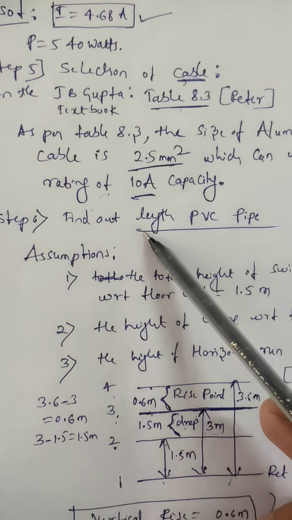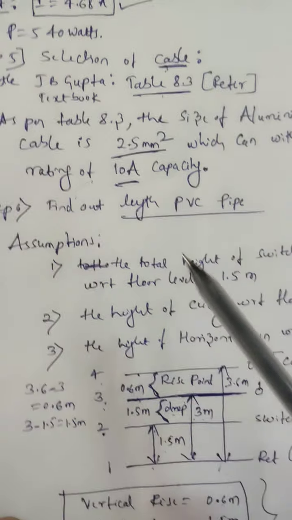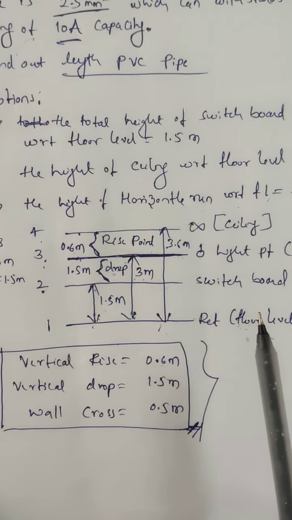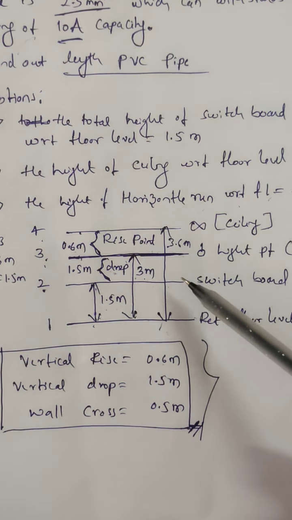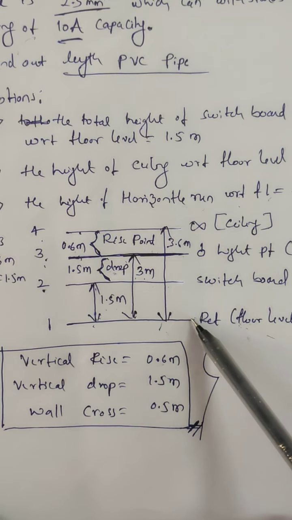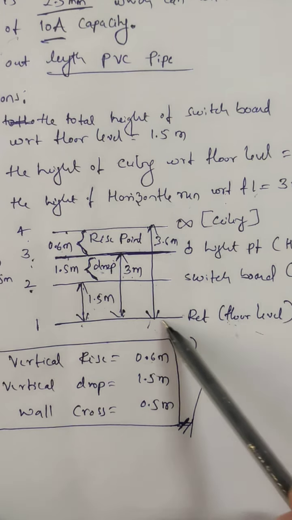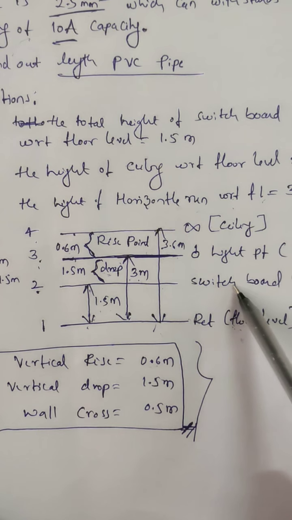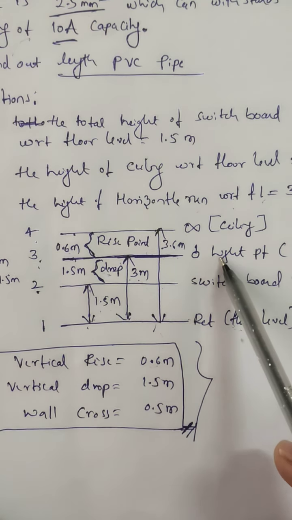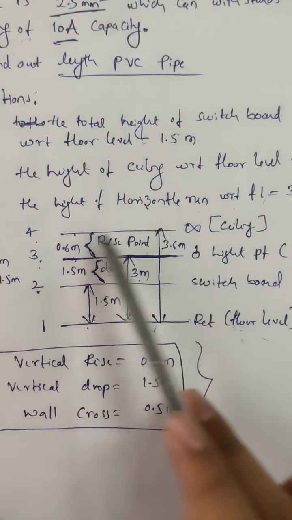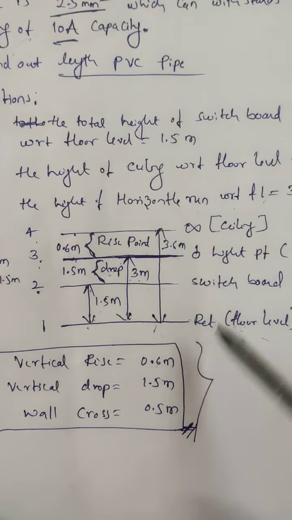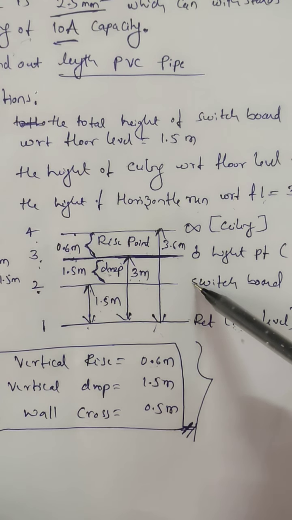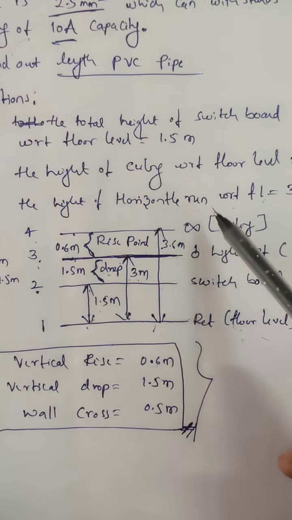Next, we need to find out the total length of PVC pipe. So before calculating the PVC pipe, first we need to assume some basic data. First one, I am assuming that this is the reference point, this line, number one, that is the floor level. Second line indicates the switchboard location. Third line indicates the lighting point location. And fourth line indicates the ceiling point location. This is how the connections are done in the house.